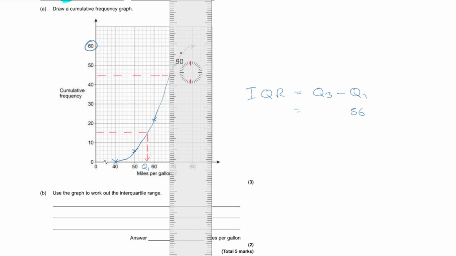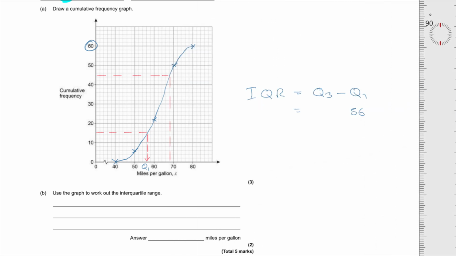And down. And that's going to be my Q3 value there. I make that about 68 on my graph. Now if yours is a little bit different from mine, don't really worry about it. As long as you read your values off your graph, you're going to get the marks for this. So 68 minus 56, that leaves me with 13. So that's my interquartile range. Use your graph to work out the interquartile range. It's 13 miles per gallon.